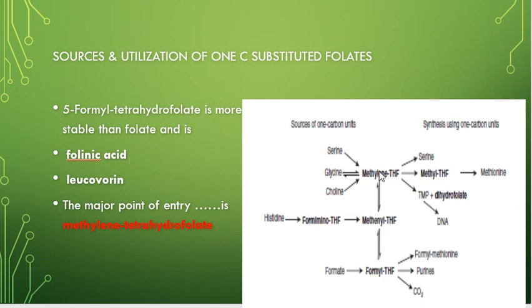The major point of entry for one carbon fragments into substituted folate is methyl tetrahydrofolate, which is formed by the reaction of glycine, serine and choline with tetrahydrofolate. Serine is the most important source of the substituted folates for the biosynthetic reactions, and the activity of serine hydroxymethyl transferase is regulated by the state of folate substitution and the availability of folate.